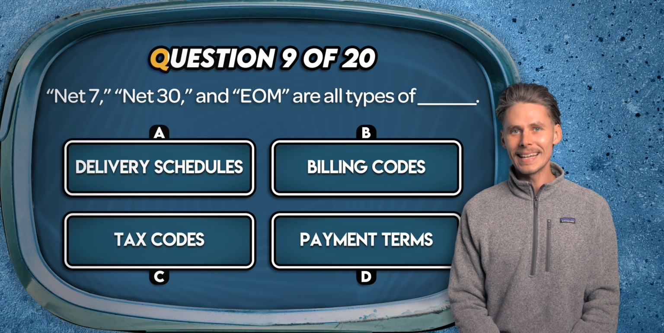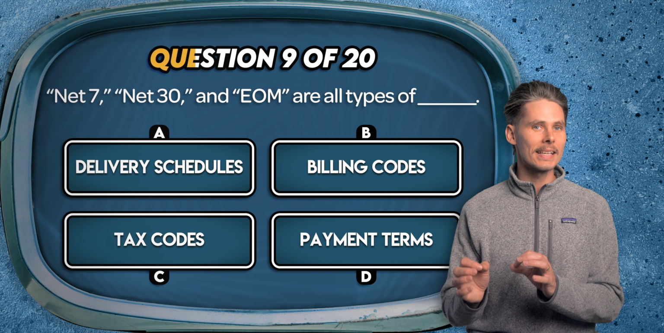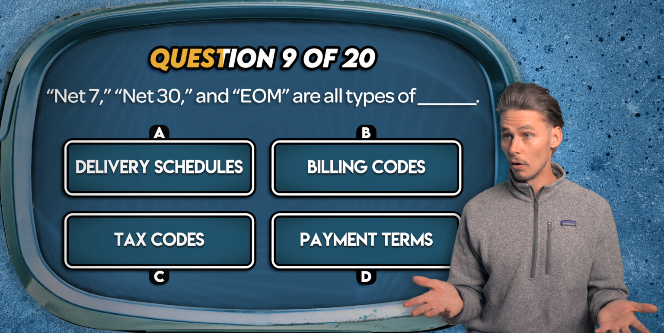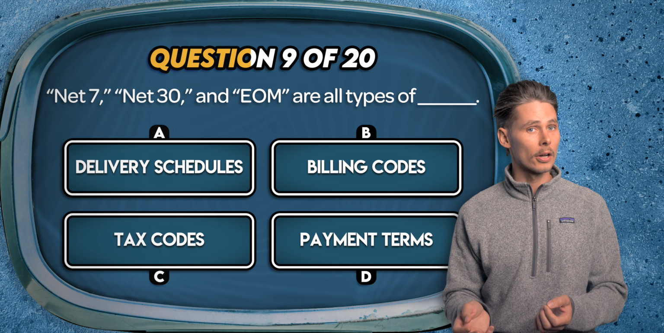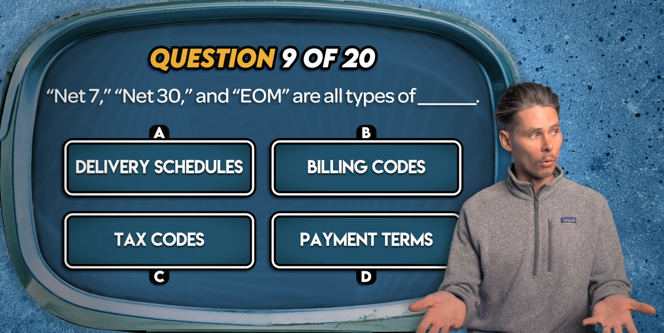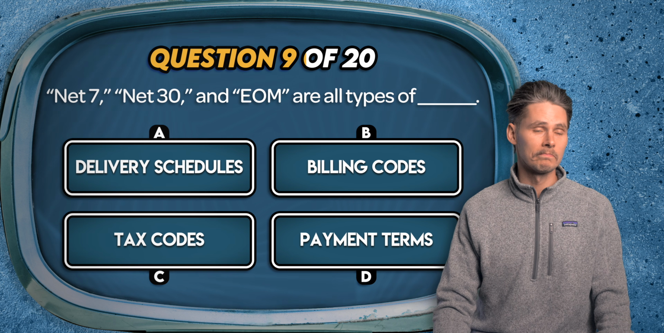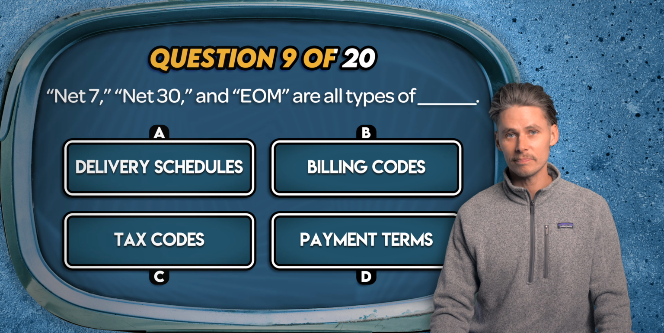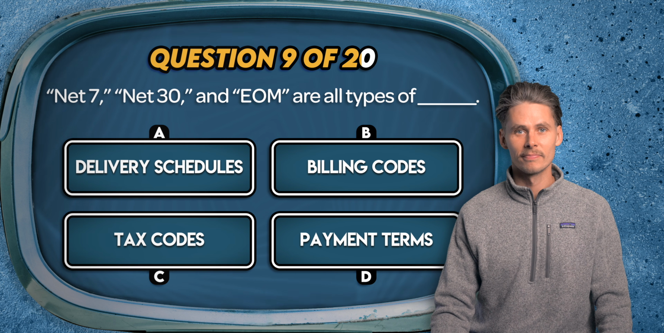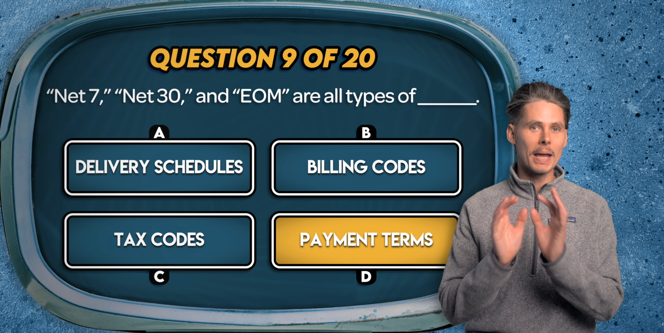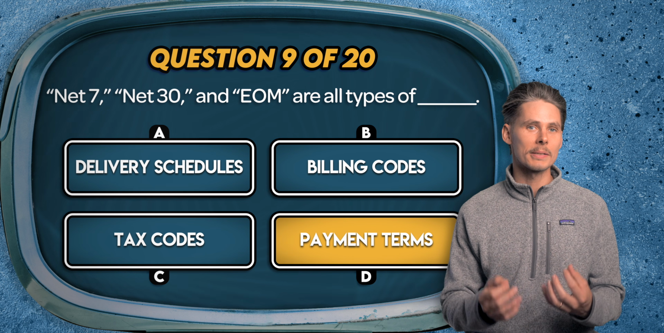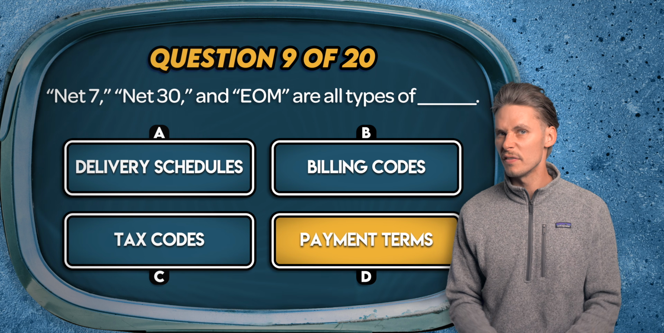Question 9. Net 7, Net 30, and EOM are all types of delivery schedules, billing codes, tax codes, or payment terms. It's D. Payment terms set out when a customer is expected to pay for goods or services.